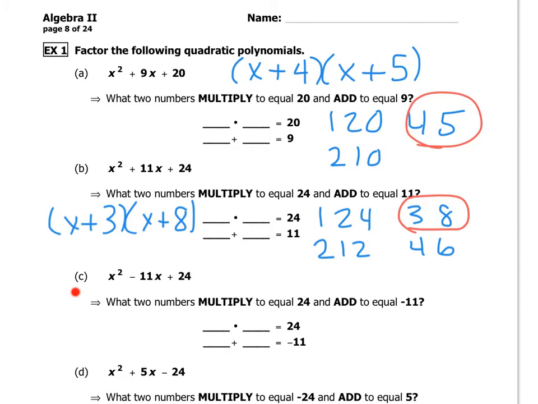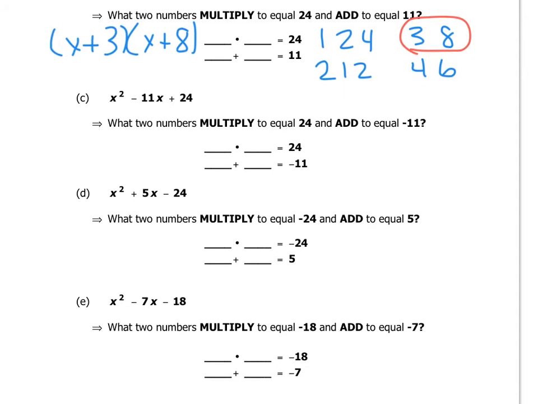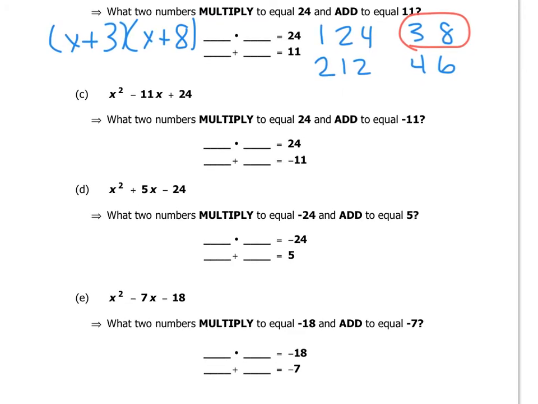So let's go here to example C. And this one's different because it has a minus here. So we have x squared minus 11x plus 24. And we need to ask ourselves what multiplies to 24 but would add up to a negative 11. So when we go ahead and do this, we have to think about what kind of numbers they are. In order to multiply to a positive 24, it either has to be two positive numbers, which will add to a positive, or two negative numbers, which will add to a negative. So clearly, this is going to be two negative numbers.